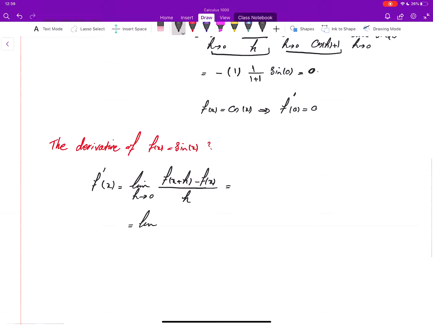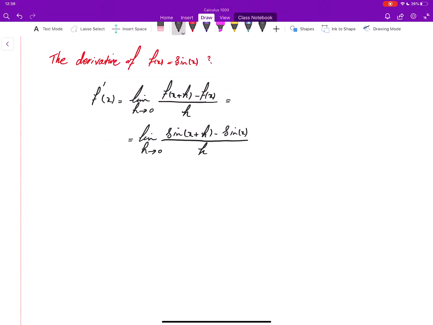And this guy, well, we know this is sine of x plus h minus sine of x over h, as h goes to 0. Remember, we have a formula for sine of a plus b, and this means that we can expand that one and write it here. So it will be sine of x times cosine of h plus cosine of x times sine of h, minus sine x, over h, as h goes to 0.